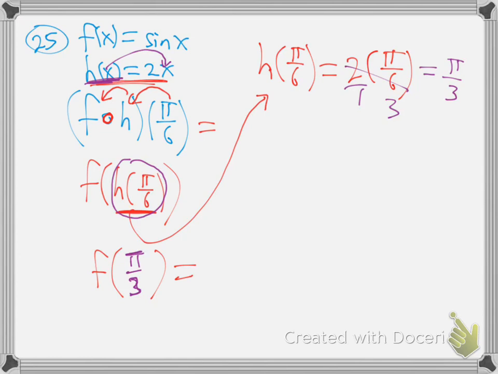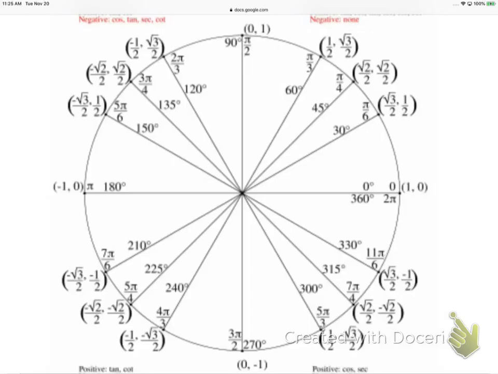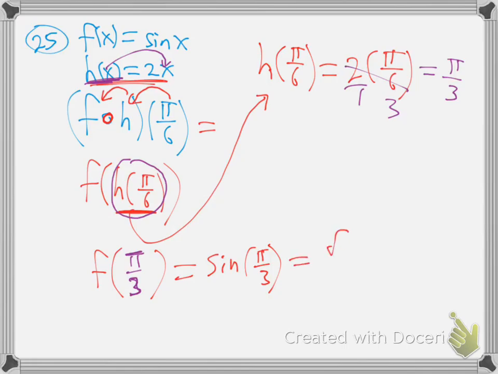So now put pi over 3 into the f of x function. And so you get sine of pi over 3. Then you just go to the unit circle. Pi over 3, cosine sine, root 3 over 2. Oh, root 3 over 2, not root 3 over 7.